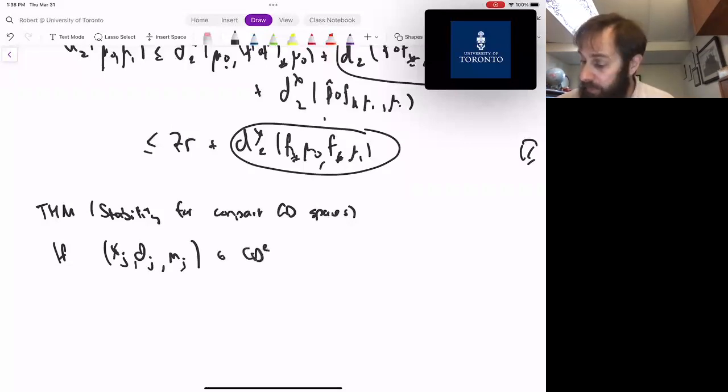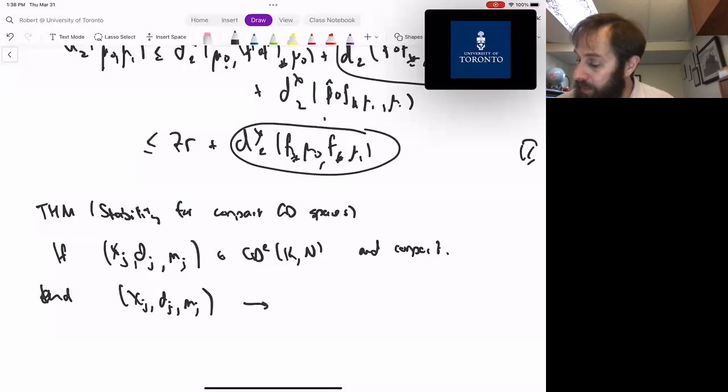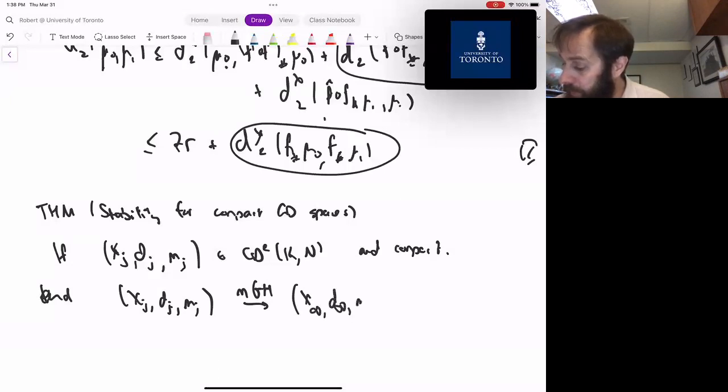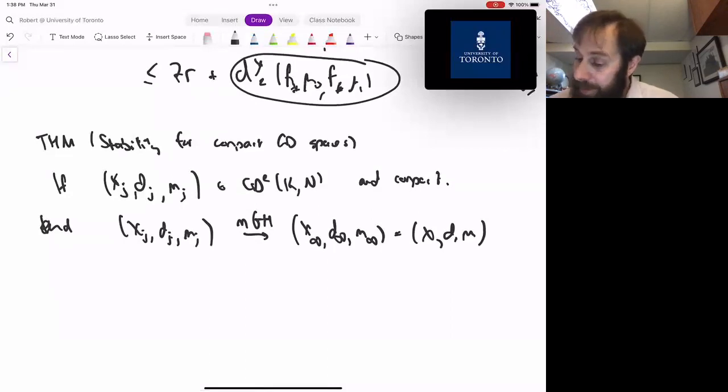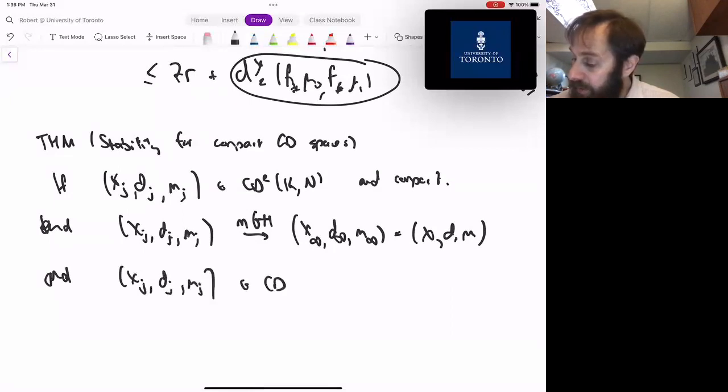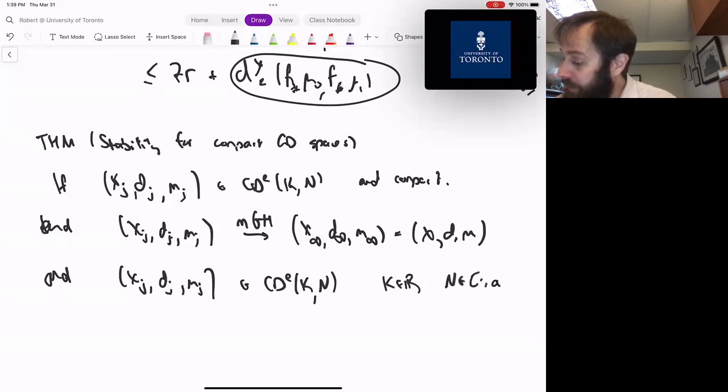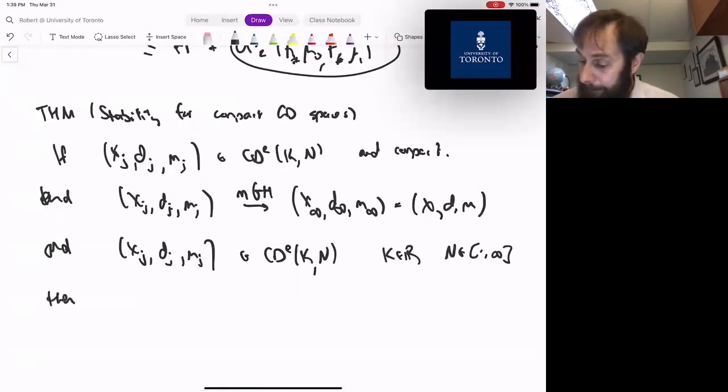in CD(K,N), if I have a sequence of triples, compact, and X_j, d_j, m_j converges in the measured Gromov-Hausdorff sense to a limit space, also compact. Sometimes I'll write X, d, m and sometimes I'll write X infinity, d infinity, m infinity. And the sequence of spaces belong to CD(K,N). And here K is real and N can be between 1 and infinity. Then the limiting space is the same.